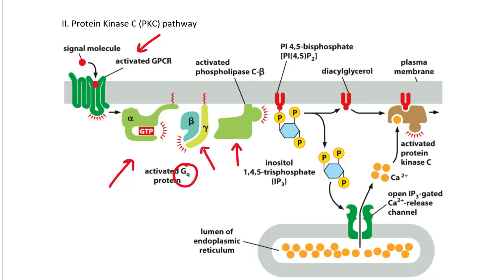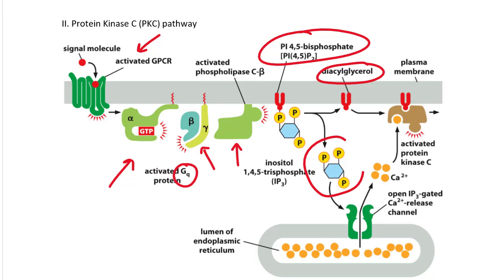PLC beta will go on to cleave a phospholipid called phosphatidylinositol 4,5-bisphosphate, or PI(4,5)P2, essentially cleaving the phospholipid head from the rest of it. Now the rest of it is just diacylglycerol, which is the two fatty acid tails and the glycerol. And the head part will go on to diffuse into the cytosol. At this part, the pathway splits.